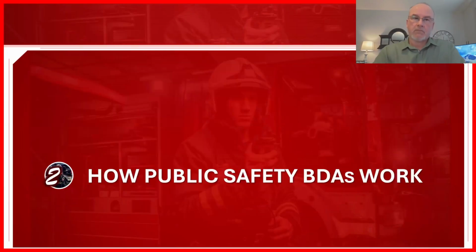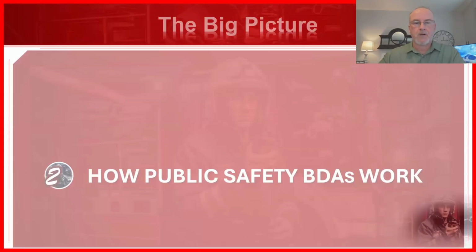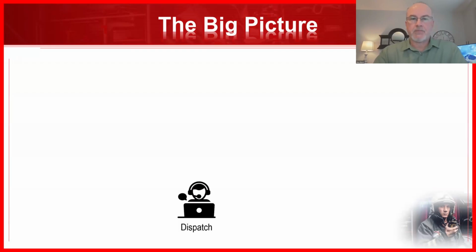Now, let's get into how they work. We know in a big picture sense what we're trying to do: we've got a two-way radio, and we're trying to communicate back and forth inside and outside of a building. But how does that happen? How does that work? The big picture here is we've got a dispatch. It all starts with your dispatch. You call 911, and there's a fire or some kind of an emergency.